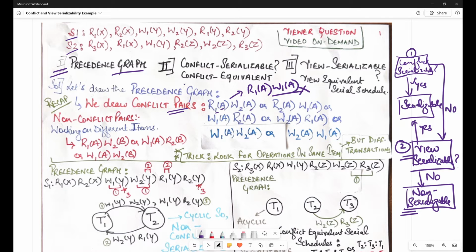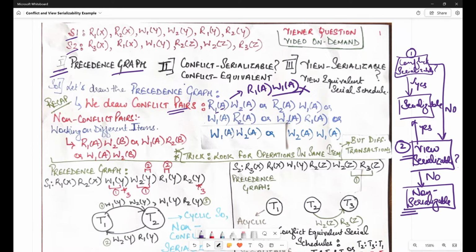There is no problem. The entire thing is being done in a single transaction, right? So this is not a conflict pair. Conflict occurs only when two different transactions are performing operations on the same item. Why do we call it a conflict? Because we need to take note of it.